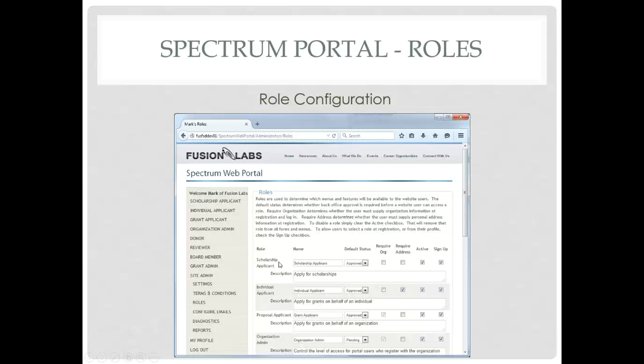You can now customize the names of your roles. You don't have to call it the proposal applicant. You can call it the grant applicant if you like. You can turn the roles on and off like before, but you can also turn off registration for roles. So this would be useful, for example, for a board member portal. You don't want folks registering to be board members, but you still want your board member portal to be active, right? You can turn those off now on a role-by-role basis.